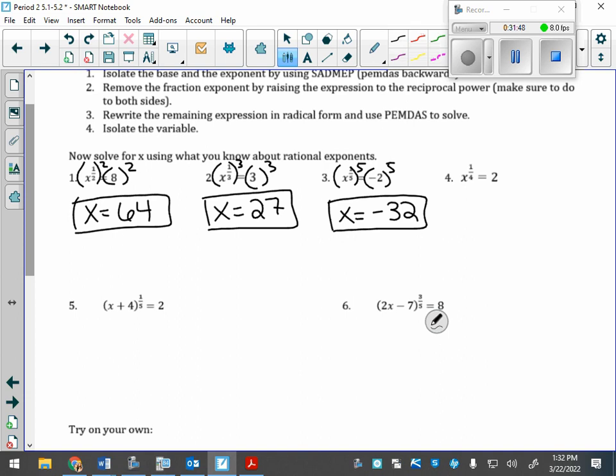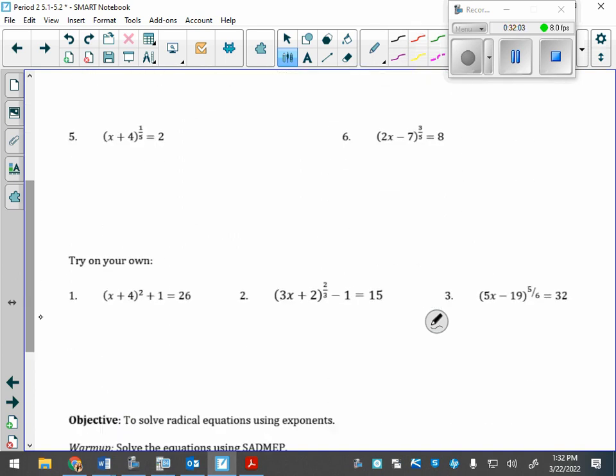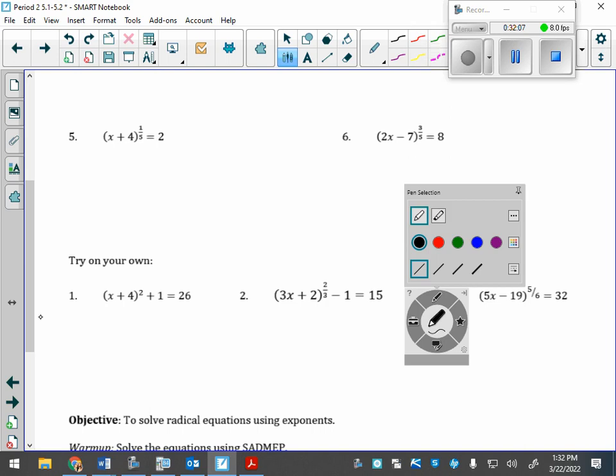Number 4, what do we do? CC. Good. Raise it to the 4th. And what does x equal? 16. Excellent. So very basic. The next two are also very basic. So for number 5, what would you do here?